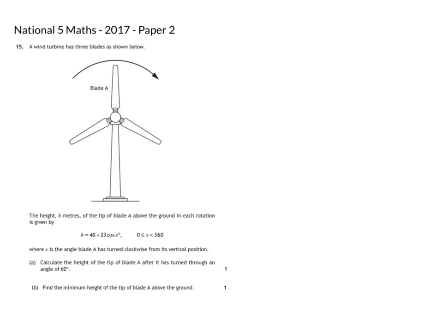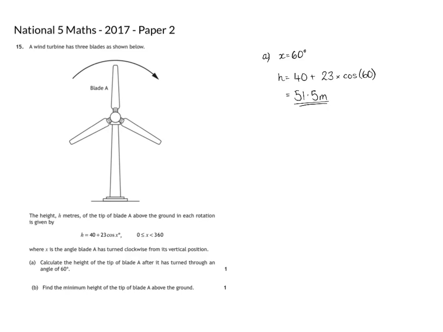So we need to calculate the height of the tip of blade A after it has turned through an angle of 60 degrees. So for part A, straightforward, it tells us x equals 60 degrees. So h is 40 plus 23 times cos of 60. Just putting that into our calculator, remembering we're in degrees, 40 plus 23 times the cos of 60 gives us 51.5, and it says it's in meters, so that's our answer for part A.